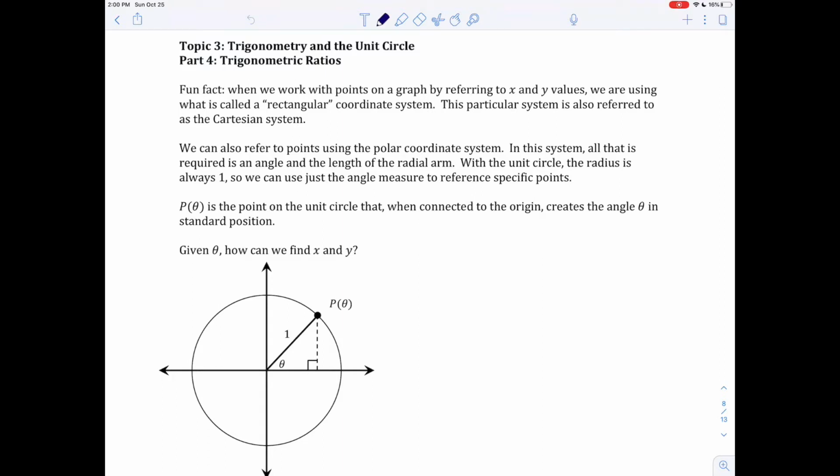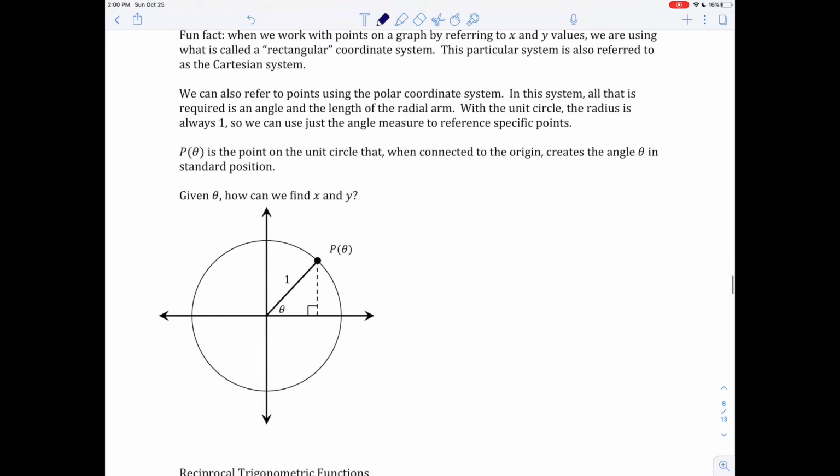Now, whenever we have points, we're used to seeing an XY point of some sort, where this is how far left or right we go, this is how far up or down we go, and that's that. But we can also refer to points using a polar coordinate system. So rather than this rectangular one, where it's just a matter of how far left, right, how far up, down, creating essentially a rectangle towards your point, our polar one relies on theta and the length of a terminal arm.